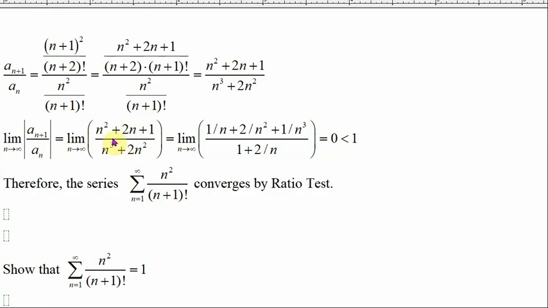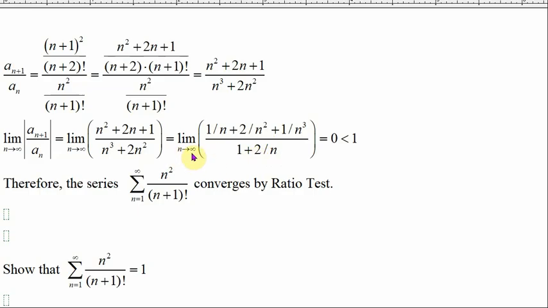Divide everything by n to the third. n squared divided by n to the third, we get 1 over n. 2n divided by n to the third, we get 2 over n squared. 1 over n to the third, and then n to the third divided by n to the third is just 1. 2n squared divided by n to the third is 2 over n.